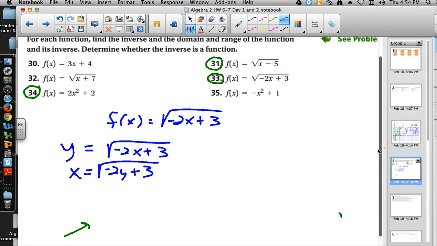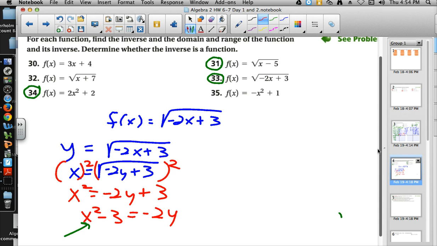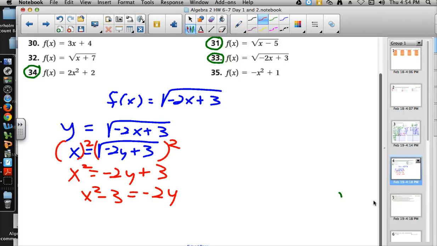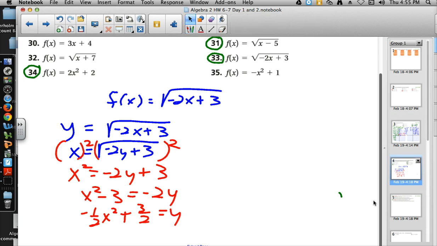And I'm going to have to square both sides right away because I can't gain access to that y unless I do. So I square both sides, and I have x squared equals negative 2y plus 3. I would have to subtract 3 from both sides, and then divide everything by negative 2. All right, so there it is. Now we go back and do domain and range.